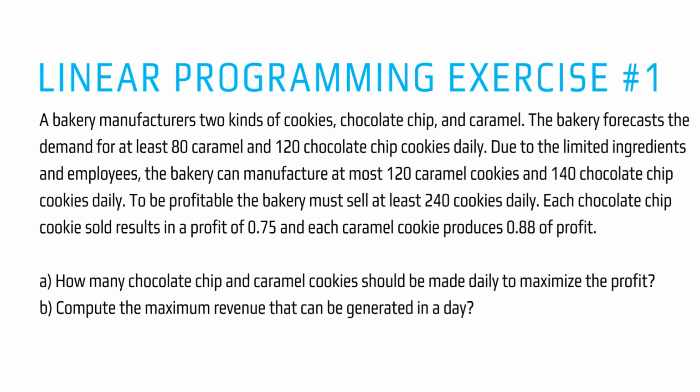cookies daily. To be profitable, the bakery must sell at least 240 cookies daily. Each chocolate chip cookie sold results in a profit of 0.75, and each caramel cookie produces 0.88 of profit. The question is A. How many chocolate chip and caramel cookies should be made daily to maximize the profit? And B. Compute the maximum revenue that can be generated in a day.